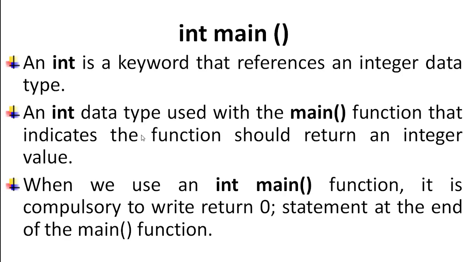The three alphabets int that you can see here is a keyword that references an integer data type. An integer data type is used with the main function that indicates the function should always return an integer value. When we use an int main function, by default we should write return 0 at the end of the main function, which we shall see in a couple of minutes.